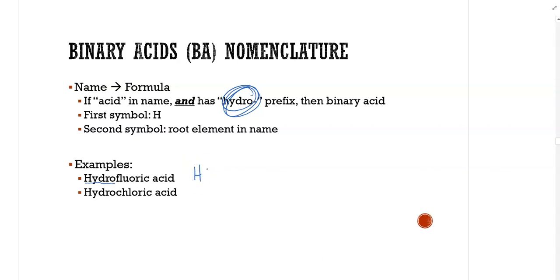And because it's binary, we have one other element that's involved. And guess what? It's going to be fluorine. So hydrofluoric acid, HF. That's all it takes. Hydrochloric acid, we did this one earlier, but again, we'll go through the whole process. It's an acid. It's binary because of the hydro. And chlor is that root element that's involved there. So I'm going to translate that into a formula by simply doing H and then Cl, hydrochloric acid.